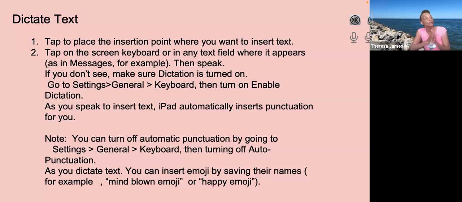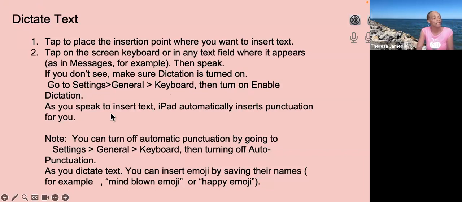So how do you do that? You go to Settings and then to General. Then once you're in General, look for Keyboard. Then turn on and enable dictation.